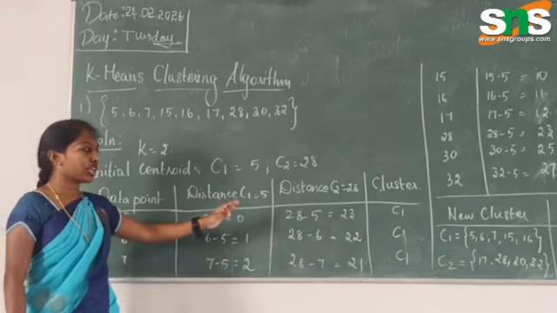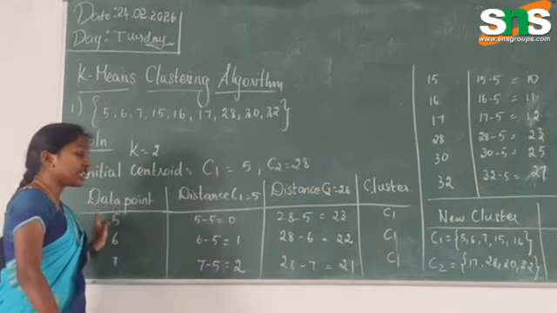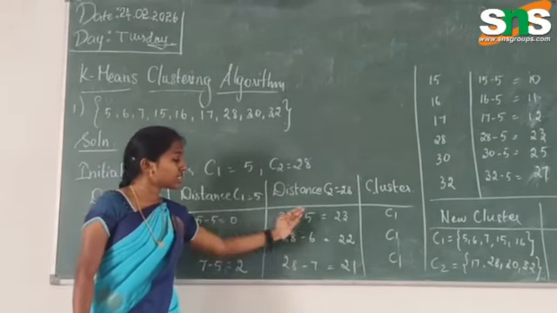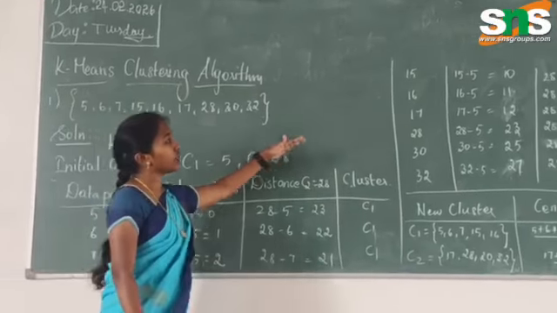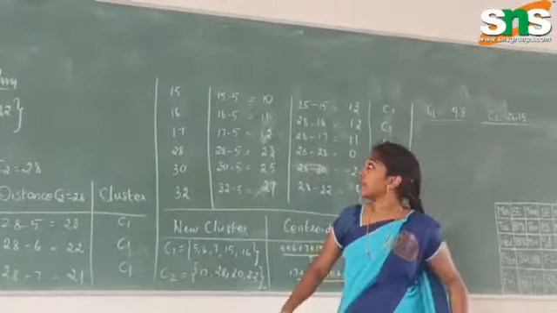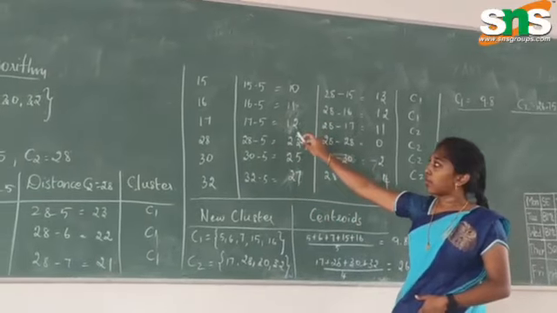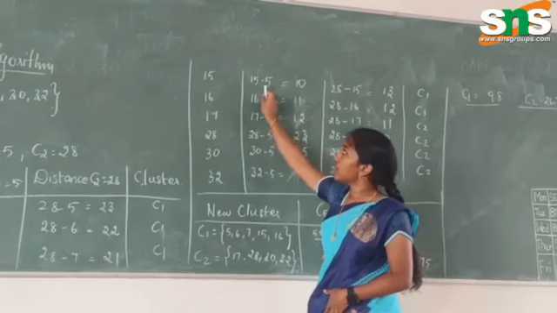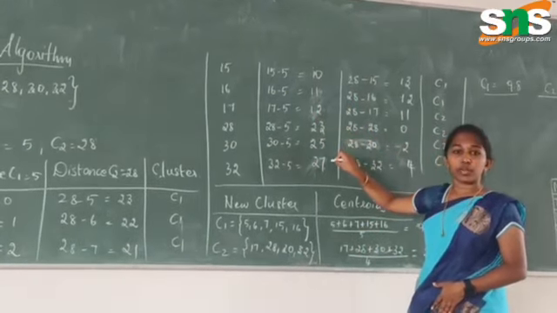Similarly we are going to do it for C2 also. While subtracting each of the data points from 28, I get 23, 22 and 21. So these are the first 3 points. Again we do the same for the remaining points. We subtract the same C1 from the data points. While subtracting all the values from 5, I get 10, 11, 12, 23, 25 and 27.